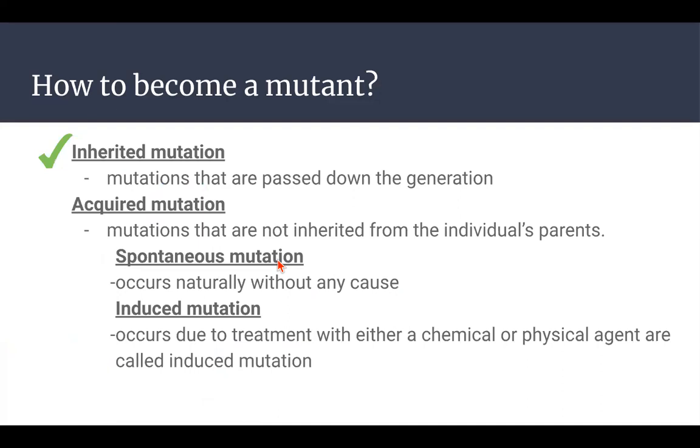Now, after talking about inherited mutation, we can talk about acquired mutation. So those are mutations that are not coming from your parents. You can't blame your parents for it. It's all on you. So there are also two smaller categories under acquired mutation. There is spontaneous, which means it just happens. We don't know the reason. Nothing has really caused it. And then we also have induced mutation, whereas the individual may have been exposed to some sort of mutation causing agents.